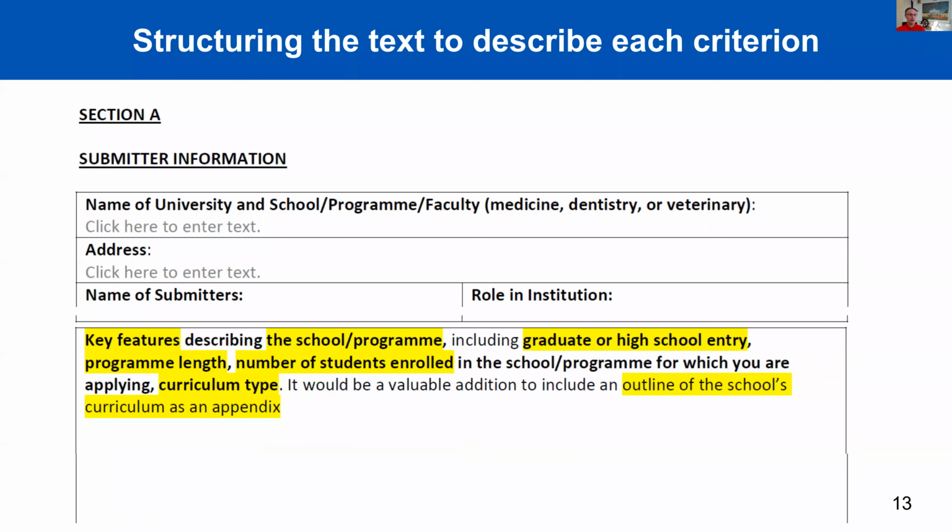First of all, if you look at the criterion, it is worth doing a thematic analysis. What themes are in this criterion, because it's very dense, it's very full. What we did here, for example, we identified they are asking for key features of the school program. They are asking for the entry level, graduate or high school entry. Then they ask for the program length, the number of students enrolled, and the curriculum type. And please include an outline of your school's curriculum as appendix. These are the themes which are in the criterion. To dismantle this is the first step. Next slide.